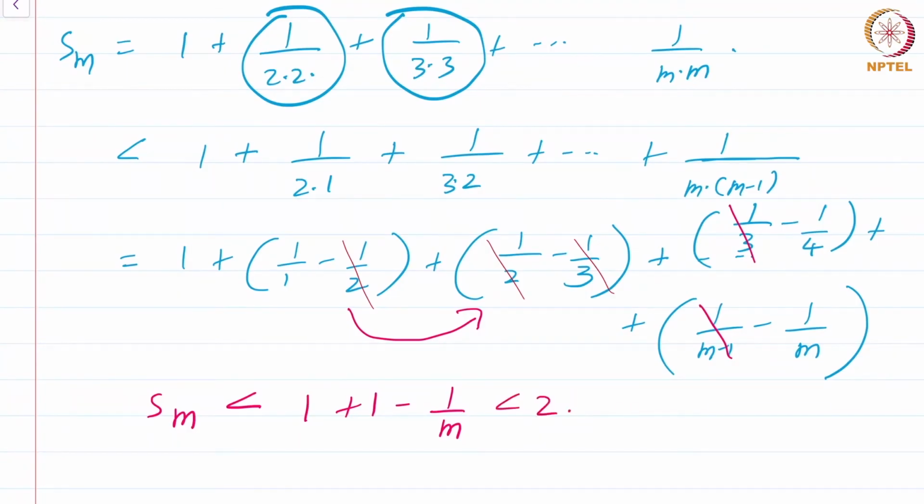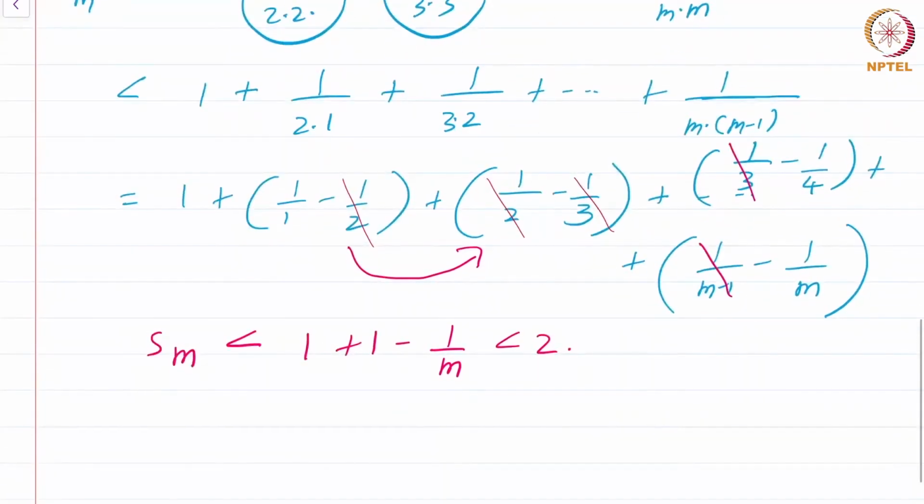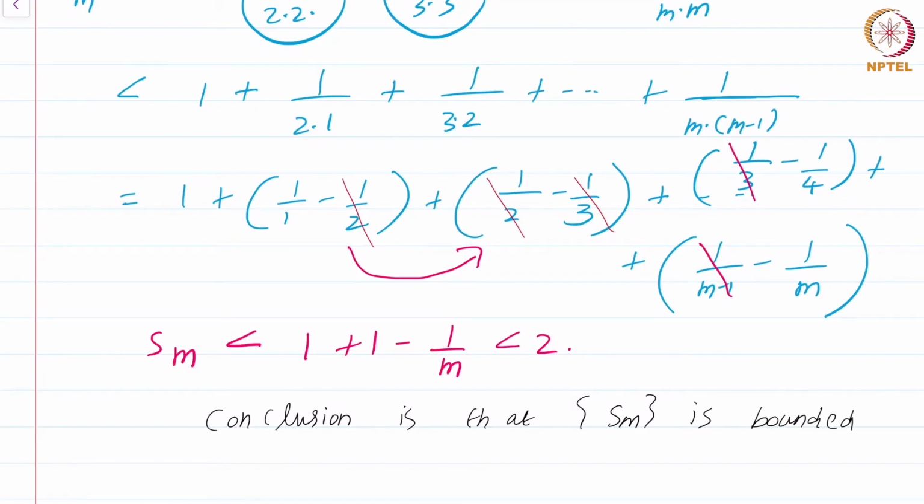So the conclusion is that S_m is bounded above. Hence summation 1 by n squared converges, but the limit is unknown.